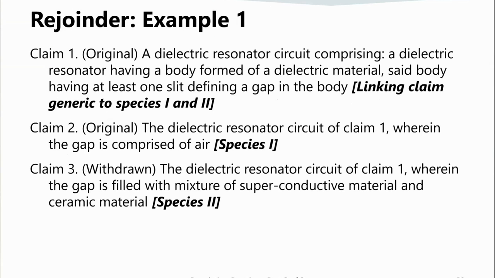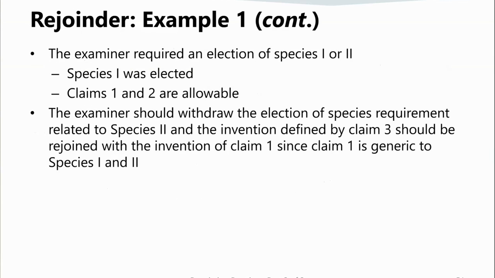Here is an example in which Claim 1 is a linking claim for species 1 and 2. If either of species 1 or 2 is elected, Claim 1 must be examined with the elected invention. Species 1 and 2 both require and further define the gap in the body. If the elected species and the linking claim are allowable, restrictions should then be withdrawn to the non-elected species, since the allowable linking claim is generic to that species.